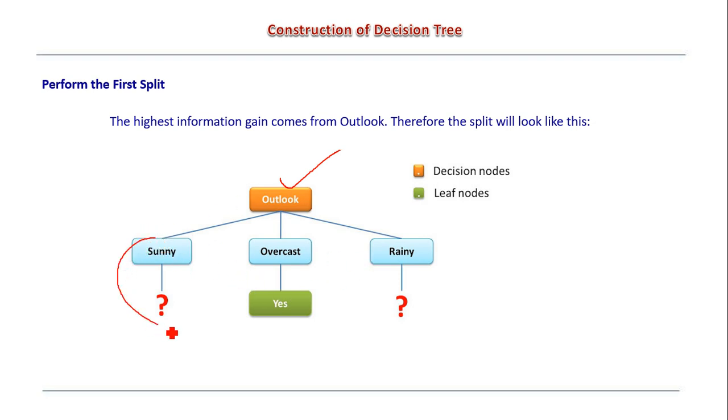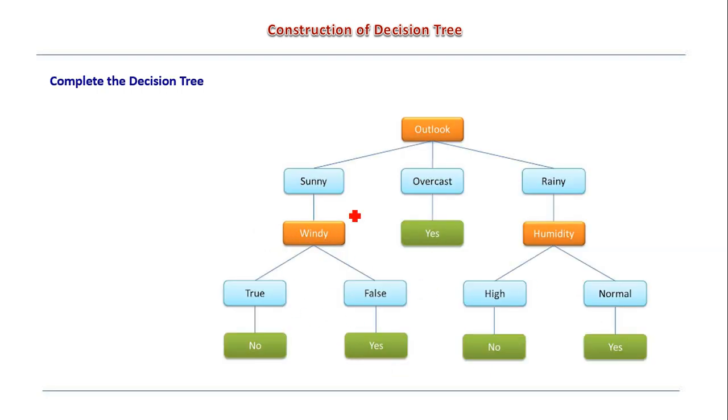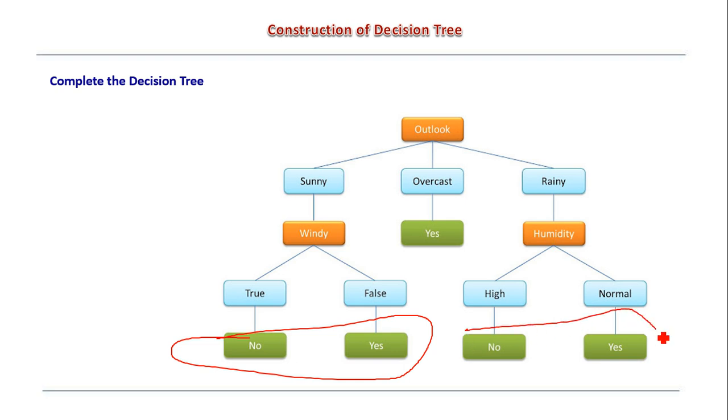Same thing, we need to calculate for this, and for this. We have to repeat till there is no more. For further splits, the sunny and rainy attributes need to be split here. Here we have to take rainy and humidity, so here high and normal. I got it, this is the complete decision tree. It keeps on iterating. Same thing here: sunny and windy, true and false, no or yes. This is how the final prediction comes out, no or yes, no or yes. This is the way to construct the decision tree.